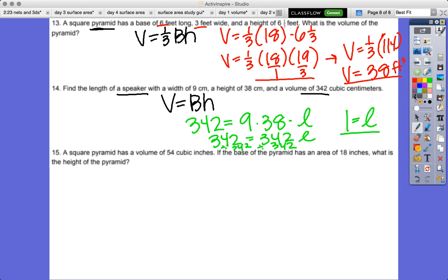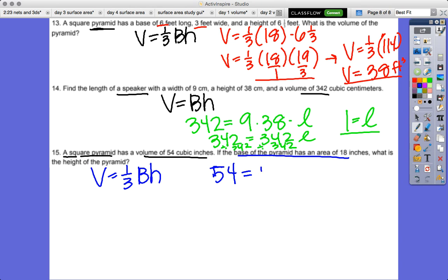Number 15 says a square pyramid has a volume of 54 cubic inches. If the base of the pyramid has an area of 18 inches, what is the height of the pyramid? So we know that our formula for pyramid is 1/3 times the area of the base times the height. All right. It tells us that the volume is 54. The base has an area of 18. I forgot my 1/3. So 1/3 times the area, which is 18, and we're looking for the height.